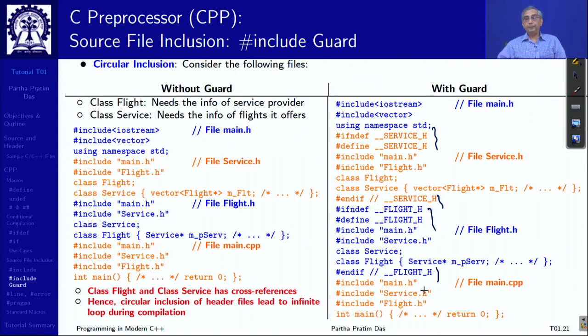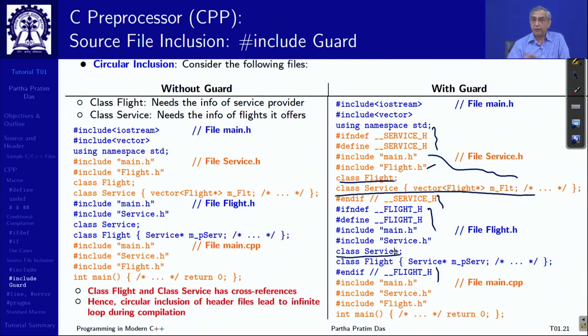So, if you put the guard, then what will happen? You have service.h. So, you will include service.h, that is you are including this. It will include flight.h. So, you will have class flight, class service, the class service forward declaration, which is an incomplete type, and then the complete declaration of class flight. This is done. Now, when you try to include flight.h, you already will get this symbol as defined and you will do nothing.